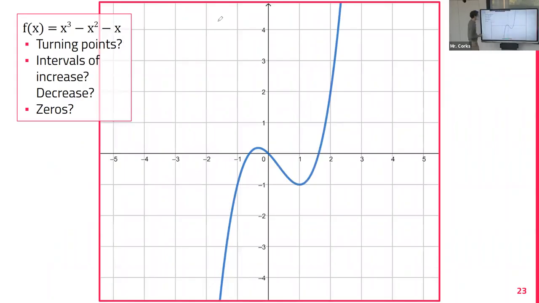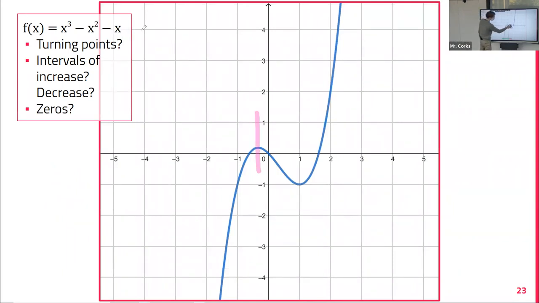And we talked about this as well. So I'll just review the intervals idea. Then we're ready to talk about zeros. Okay, so you see 2 turning points here. What is this first turning point? Minimum or maximum? Maximum and a minimum.